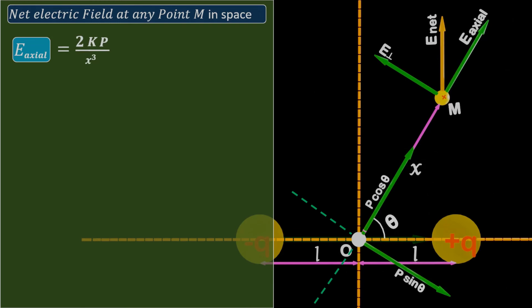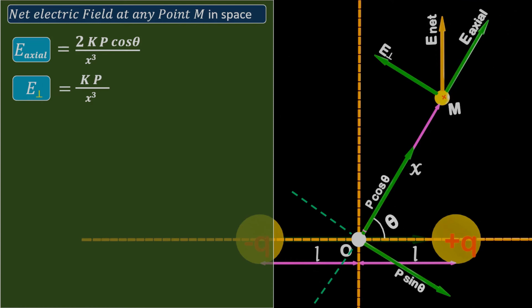The important thing to understand here is that at this moment, the electric field axial is not due to the entire dipole P, but rather due to the component P cos theta. So we will replace P with P cos theta, and the electric field at point M due to P cos theta will be equal to 2kP cos theta by x cube. Similarly, we had also calculated the equation for equatorial, which was kP by x cube.